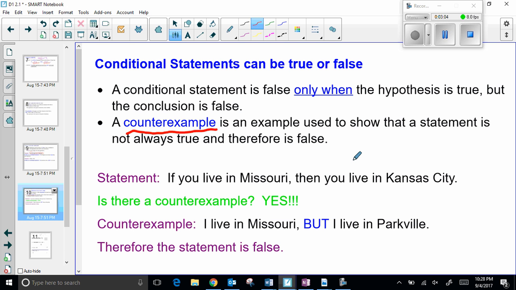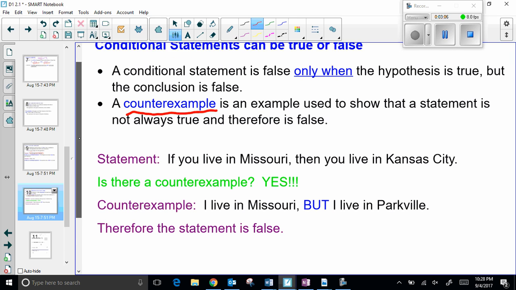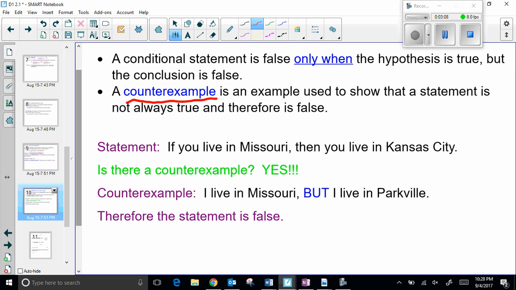You guys do this all the time when you're fighting or arguing with each other. So here's an example. If you live in Missouri, then you live in Kansas City. Well, that is an if-then statement, but it's not necessarily true. I can come up with a counterexample like, I live in Missouri, but I live in Parkville. That's not really Kansas City. Or I live in Missouri, but I live in St. Louis. That's even more pronounced. So not everyone who lives in Missouri lives in Kansas City. That's why the conditional statement is not true. And there's lots of counterexamples to make it false.